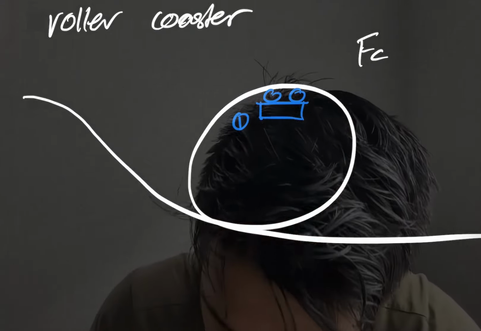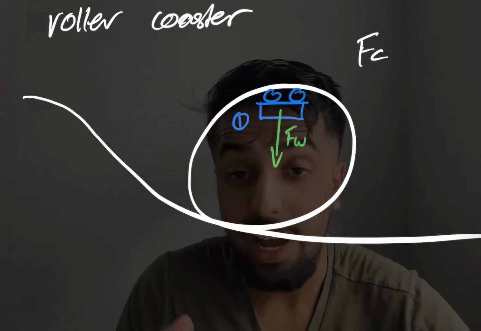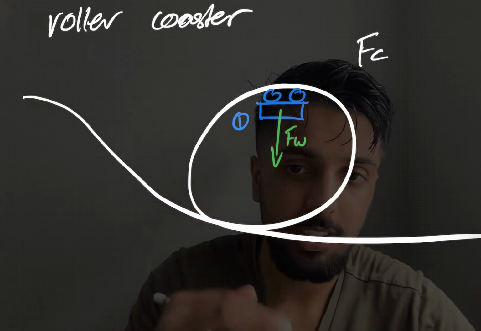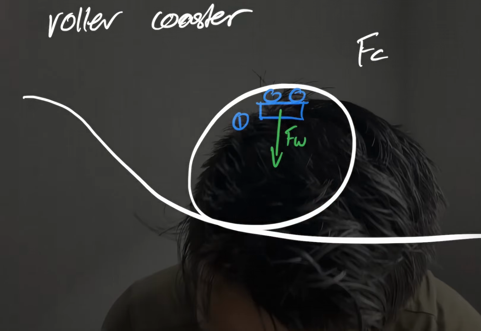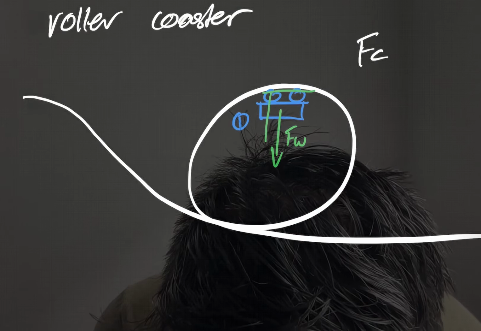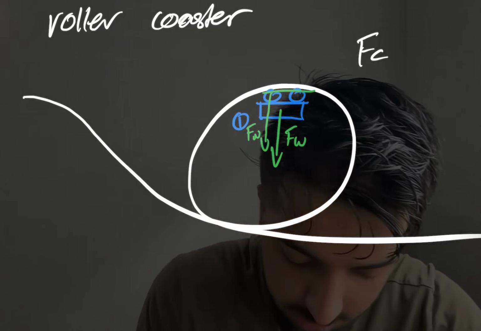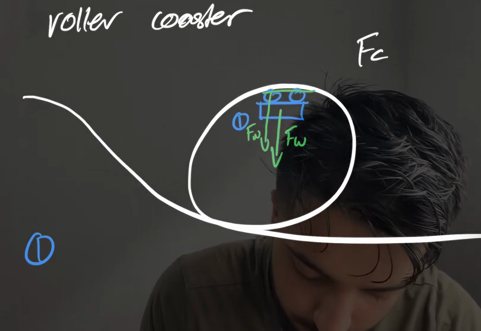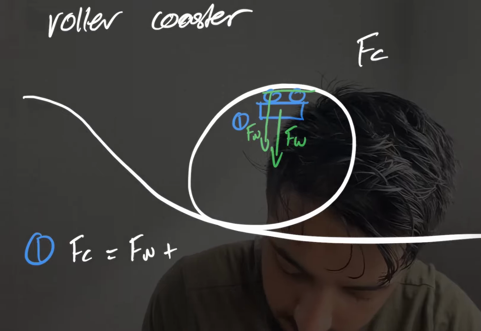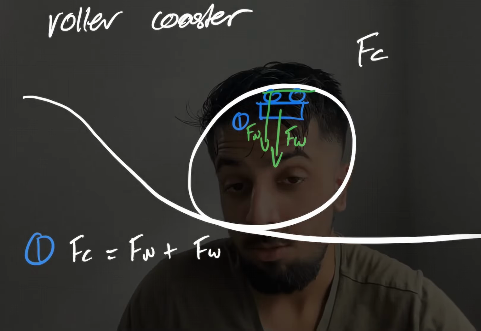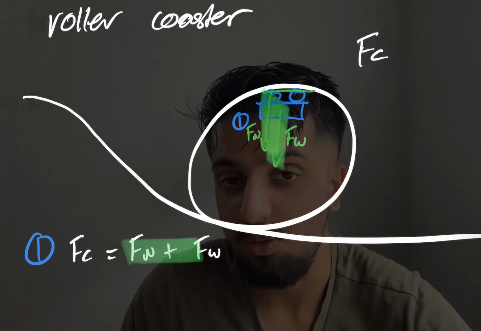So in this first scenario, the cart is going to have a weight force directly acting downwards, and also the cart is in contact with the track, and so the track is going to provide a normal force. So the track is also going to provide a normal force as so. And so in position 1, the centripetal force is equal to the normal force plus the weight force. Right, and that makes sense because these two forces are acting towards the center of the loop.